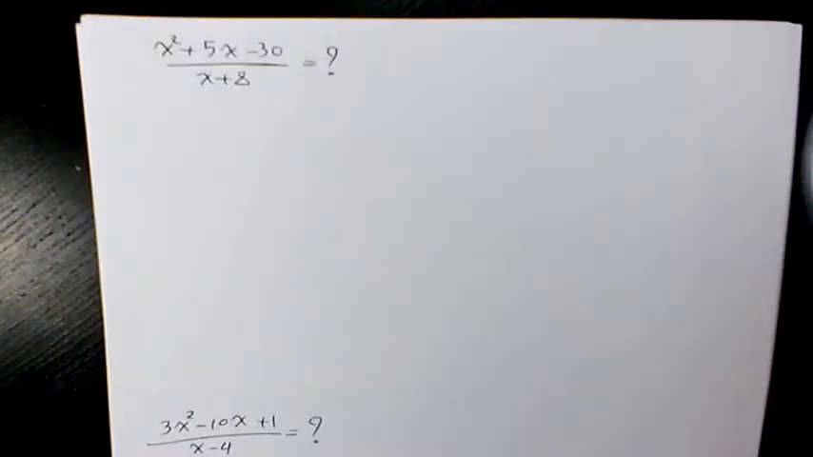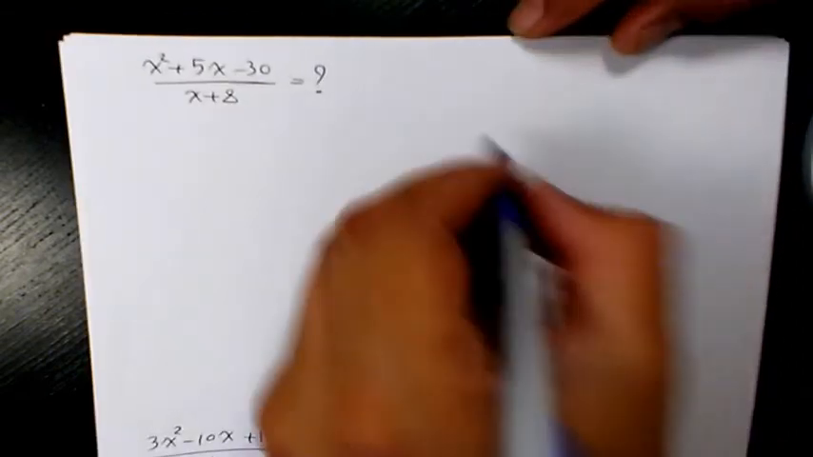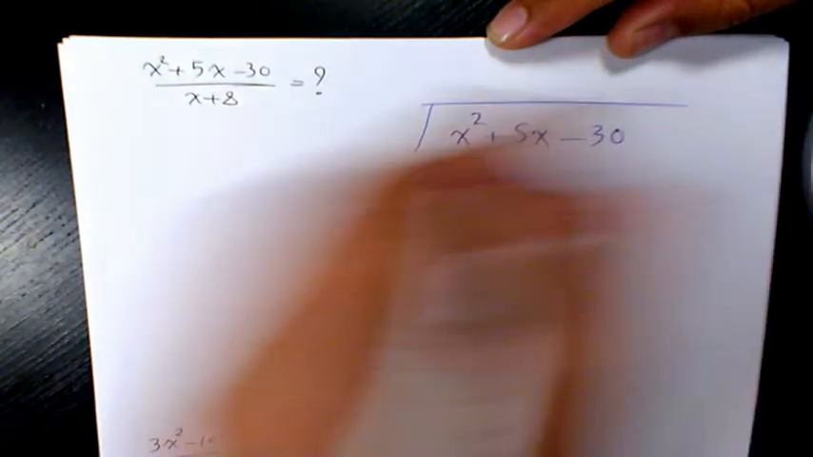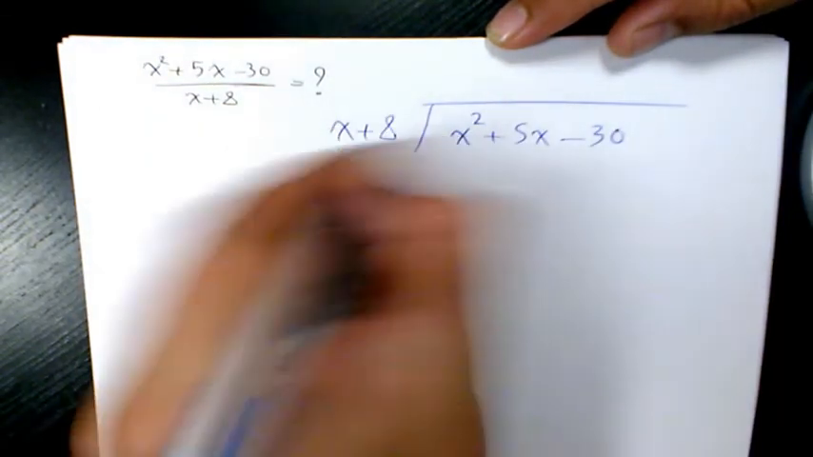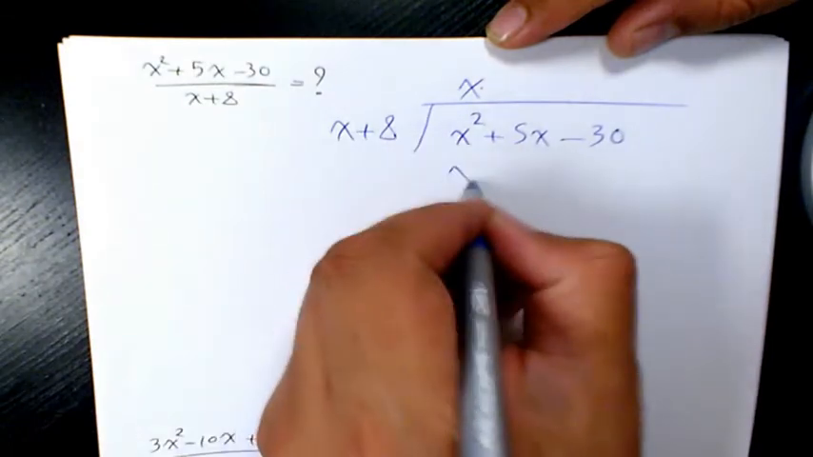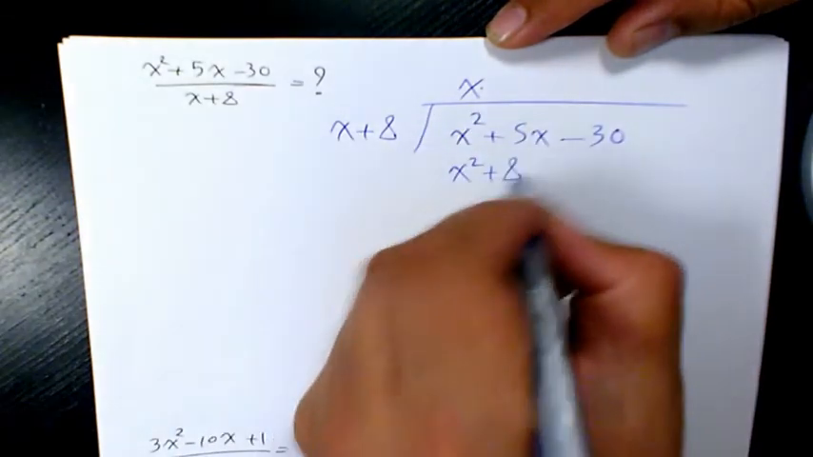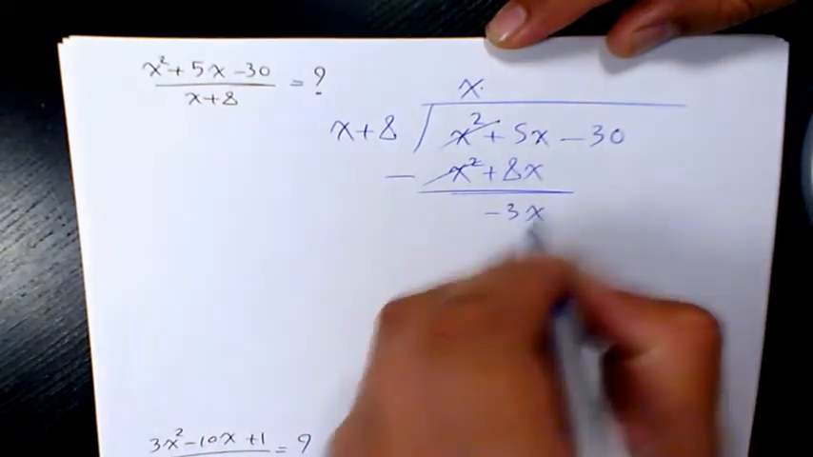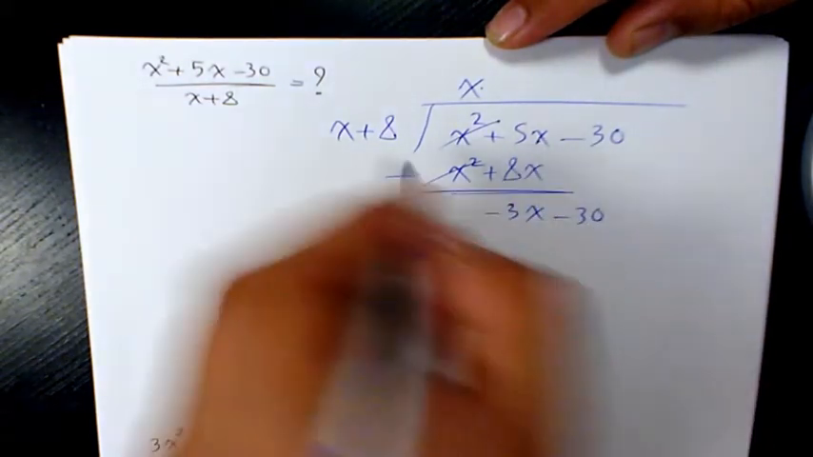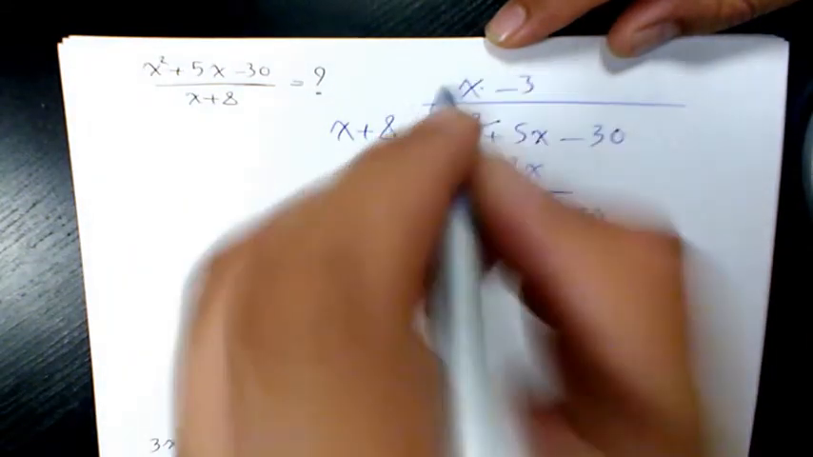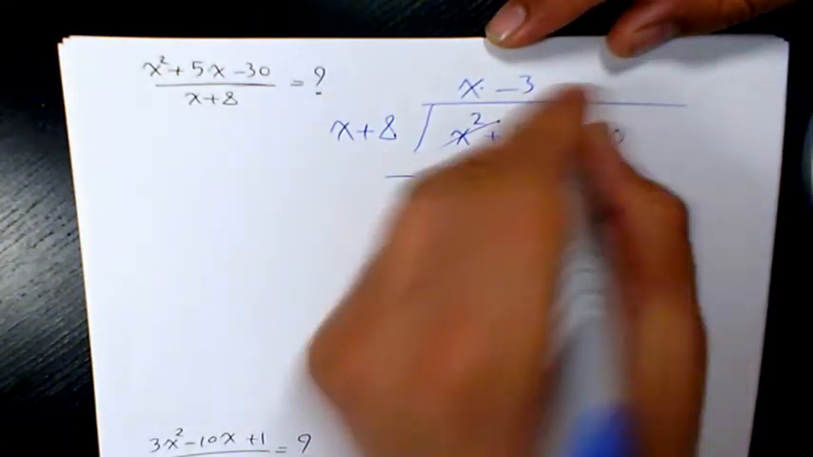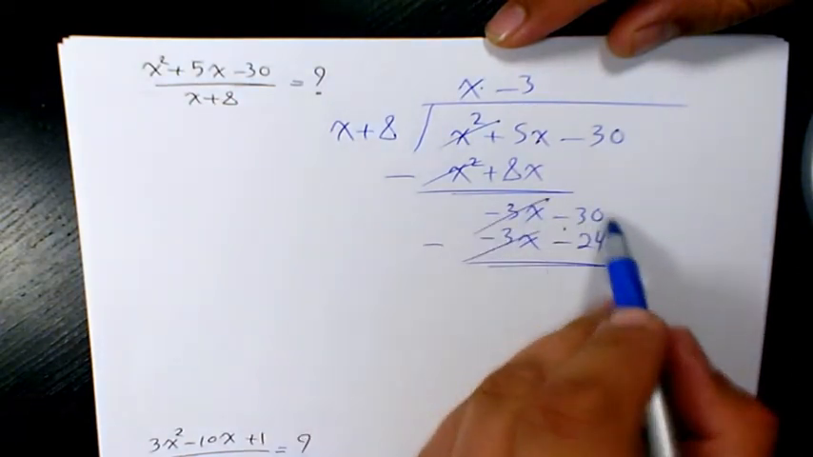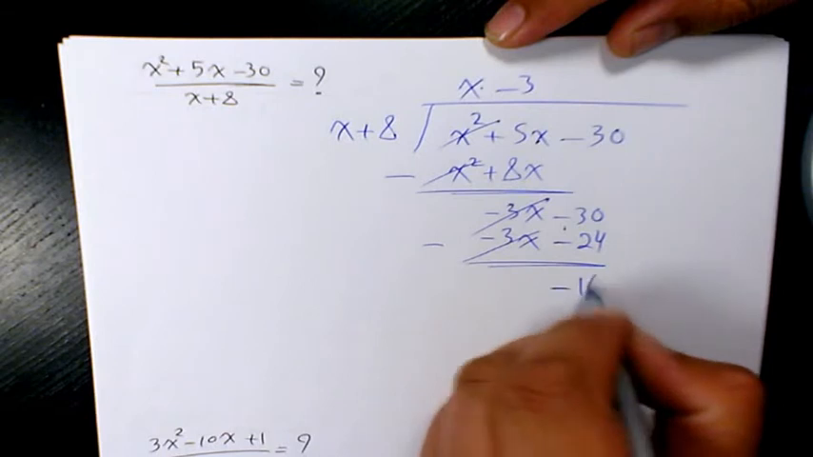Let's see next example. x squared plus 5x minus 30 divided by x plus 8. x squared divided by x is x. x times x, x squared. x times 8, 8x. When you subtract it, these two cancel out. 5x minus 8x is going to be negative 3x, minus 30. Negative 3x divided by x is going to be negative 3. Negative 3 times x, negative 3x. Negative 3 times 8 is going to be negative 24. When you subtract it, these two cancel out. Negative 30 minus negative 24 is going to be negative 6.